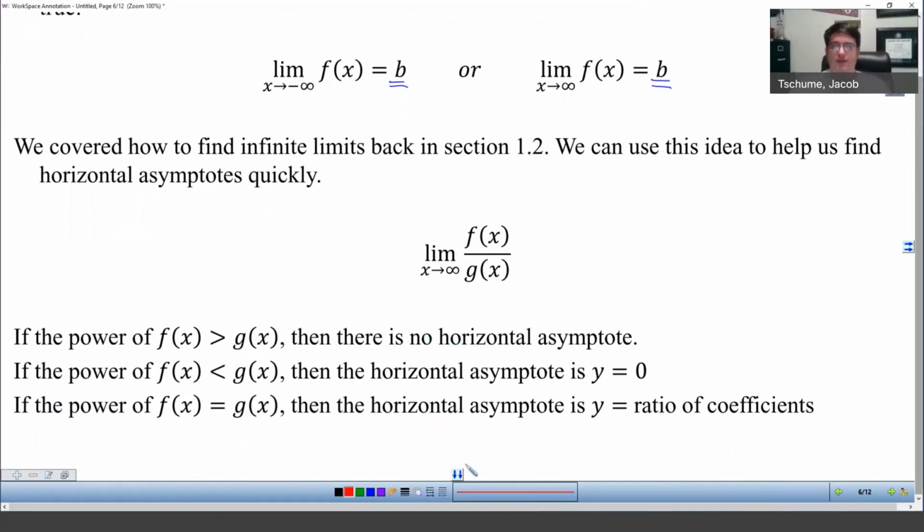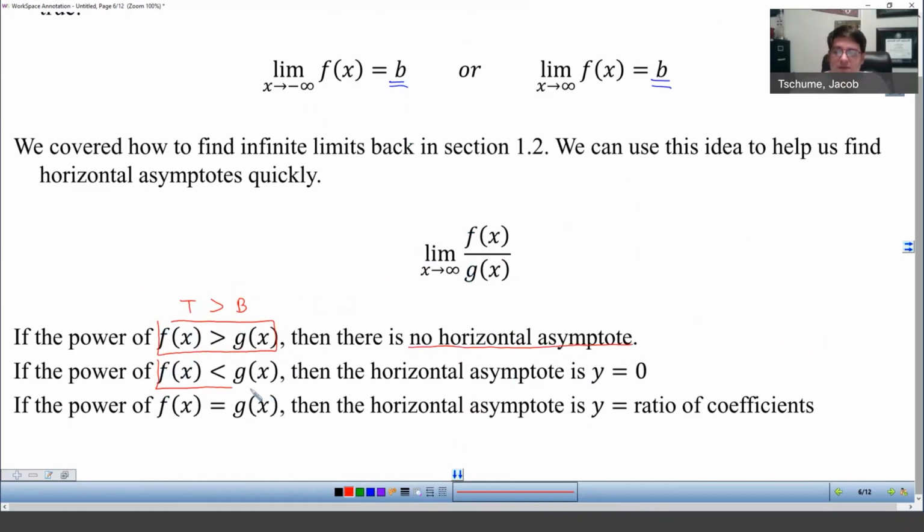So here we go. If you have a rational function, let's say f of x over g of x, and you want to take the infinite limit, and this also works for the negative infinite limit as well. If the power of f of x is greater than g of x, so if your top is greater than your bottom, then that means there is not a horizontal asymptote. That'll be the only time there's not one.